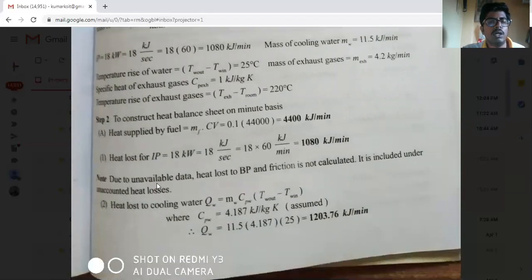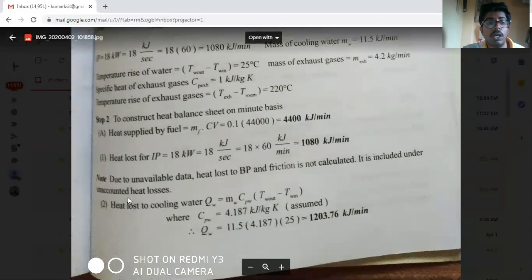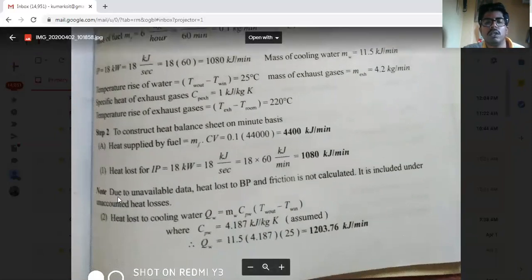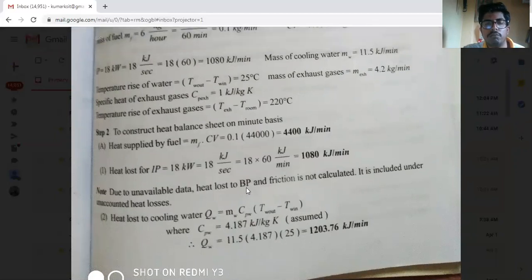After that, due to unavailable data, heat loss to BP and friction is not calculated. It is under unaccounted heat losses. Why? Here, what they are saying in the note is that there is no data of BP.